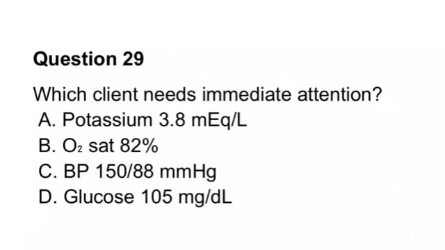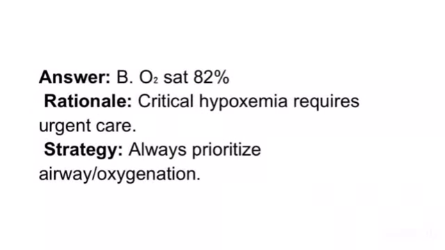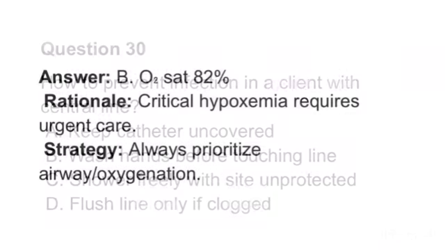Question 29. Which client needs immediate attention? A. Potassium 3.8 milliequivalent/L. B. O2 sat 82%. C. BP 150/88 mmHg. D. Glucose 105 mg per deciliter. Answer: B. O2 sat 82%. Rationale: critical hypoxemia requires urgent care. Strategy: always prioritize airway/oxygenation.